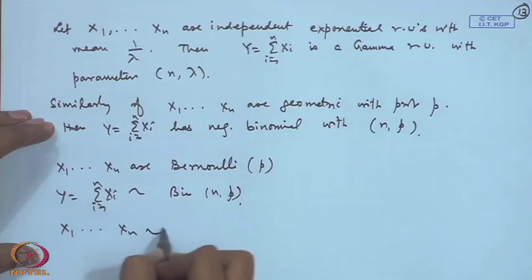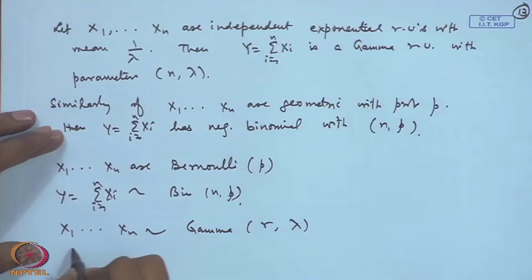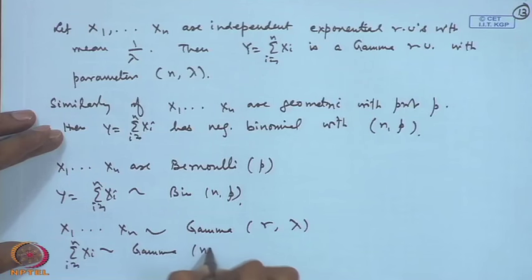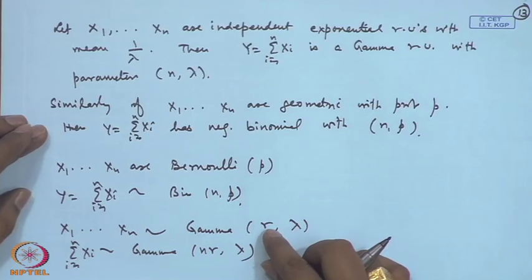We can also see, suppose X1, X2, ..., Xn are gamma with r, lambda, then sigma Xi, i equal to 1 to n, will have gamma n r, lambda. Gamma is also additive, because we are waiting for the rth occurrence n times separately. So, the sum of that means we are waiting for the n rth occurrence in the Poisson process with rate lambda. So, these are interesting relations, and they are derived directly in a Poisson process as well as in Bernoulli trials.